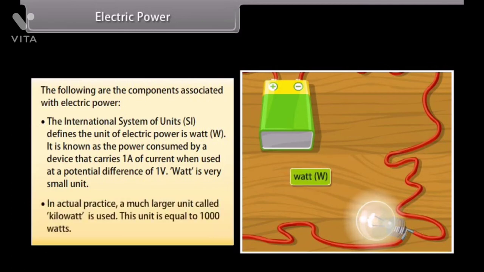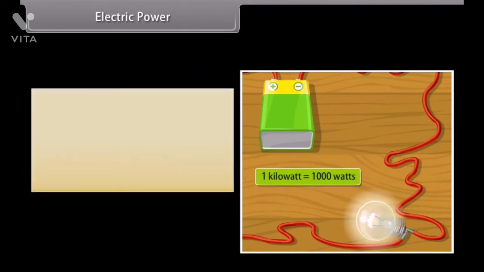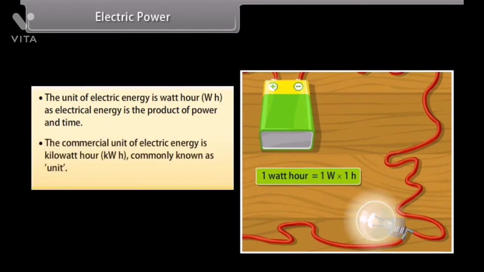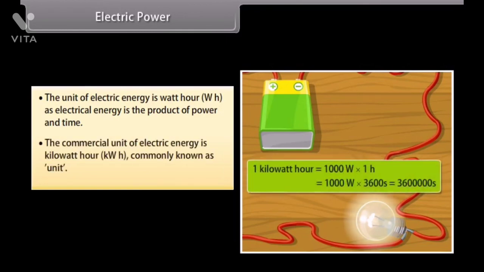In actual practice, a much larger unit called the kilowatt is used. This unit is equal to 1000 watts. The unit of electric energy is the watt hour, WH, as electrical energy is the product of power and time. The commercial unit of electric energy is the kilowatt hour, kWh, commonly known as the unit.